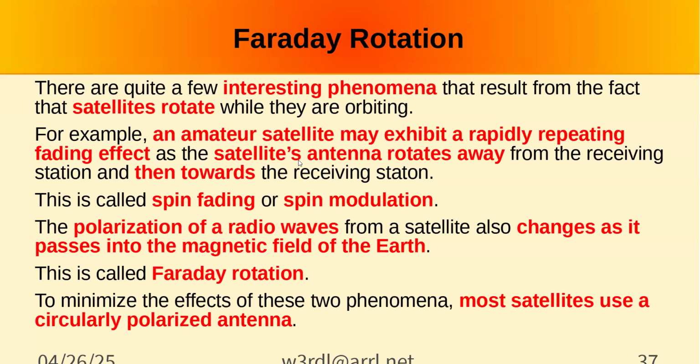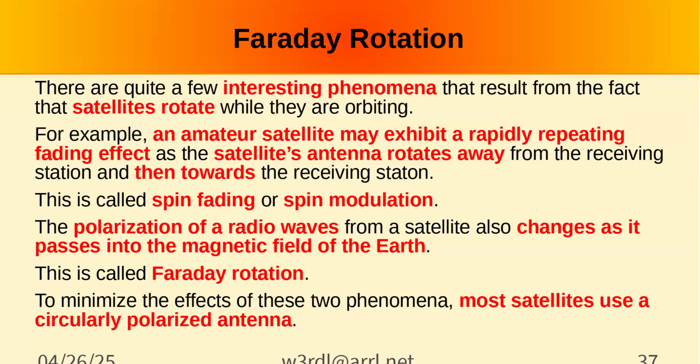Faraday rotation, because satellites typically rotate, and they also typically use a circularly polarized antenna anyway. But you get what's called spin fading or spin modulation as it rotates, depending on the antenna. And also the polarization changes.